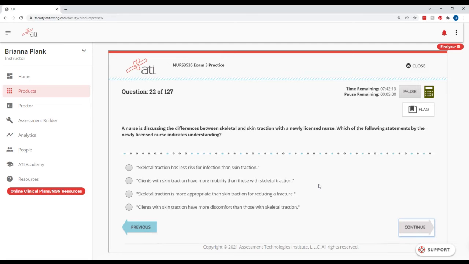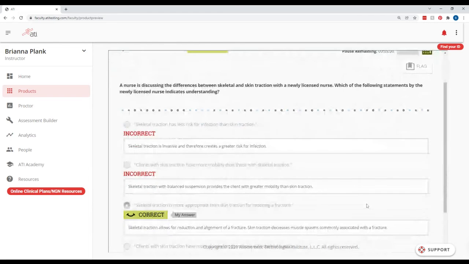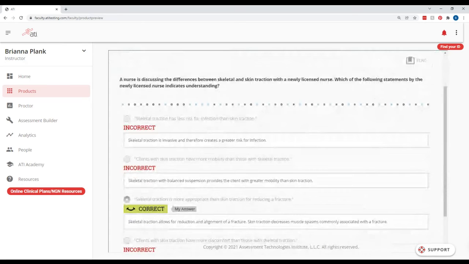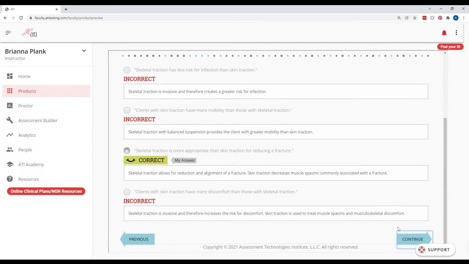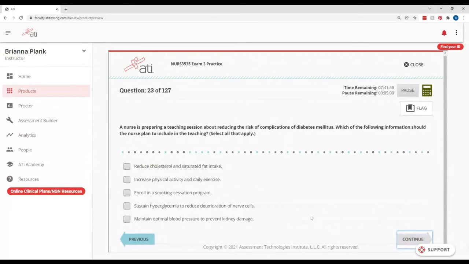Okay. And we're getting lots of C, and that's correct. So skeletal traction makes sense. We have a fracture. Skin traction can decrease muscle spasms, but it's more appropriate to do skeletal traction for the fracture. Makes total sense. Okay. Man, we got a lot of leftover replies.